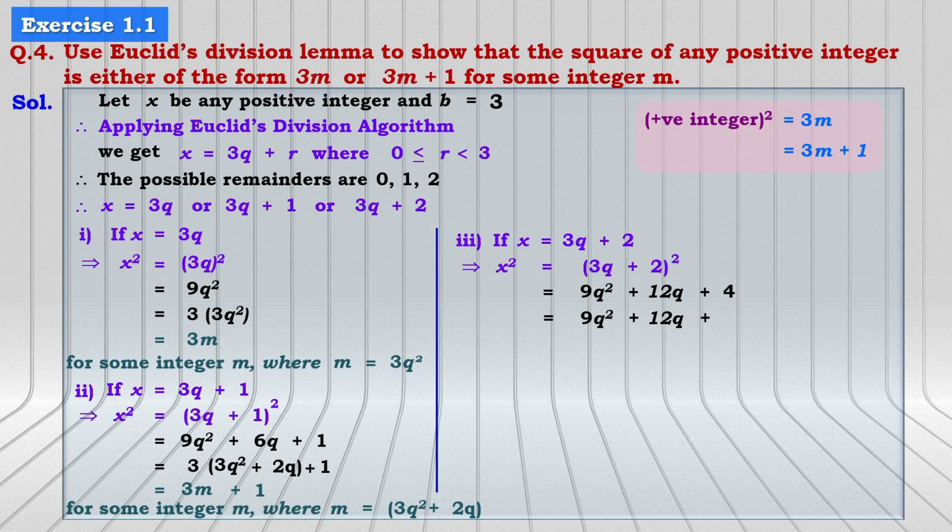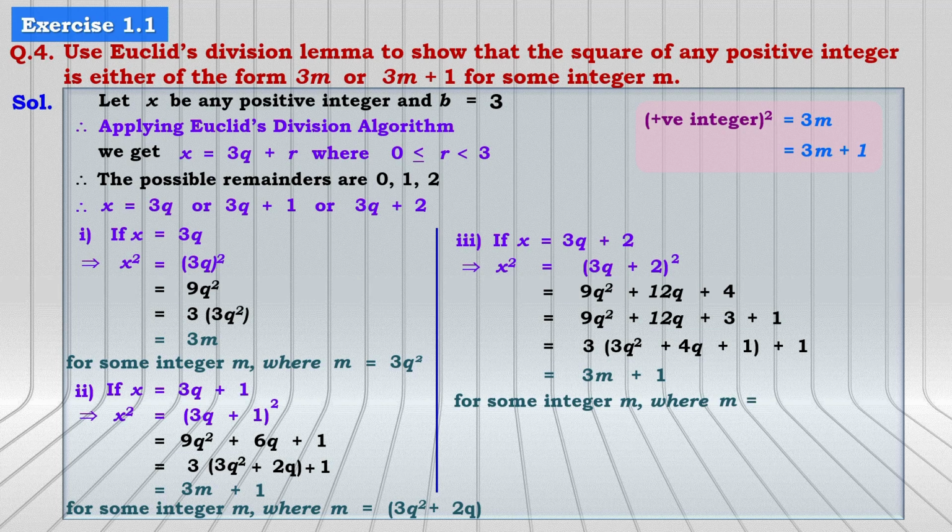Now let's split this 4 as 3 plus 1, because we have to make it in the form of 3m plus 1. So we have to split this 4 as 3 plus 1. So now if we take 3 common here, then 3 into 3q square plus 4q plus 1, and 1 will be outside. Now we will replace this 3q square plus 4q plus 1 as m. So that will be in the form of 3m plus 1 for some integer m, where m is equal to 3q square plus 4q plus 1.